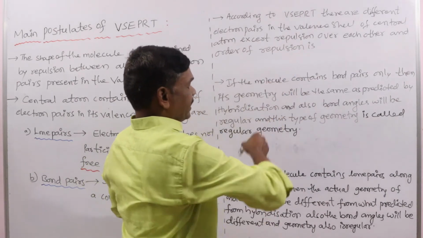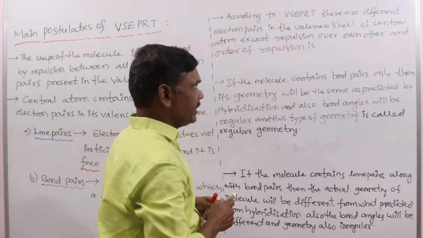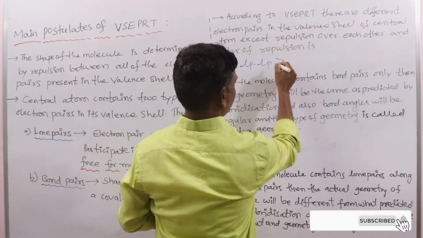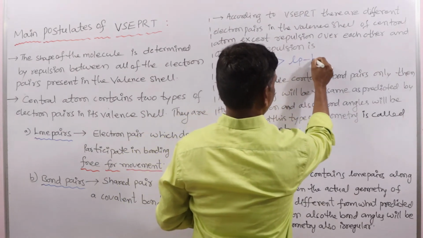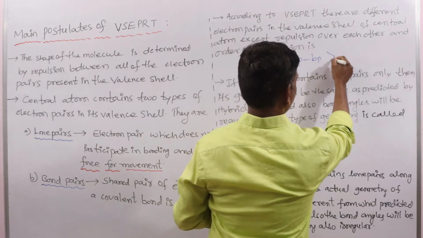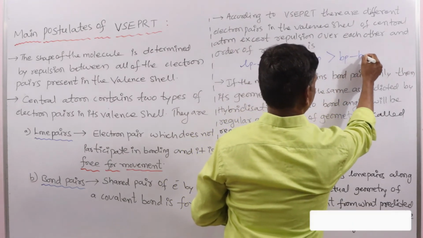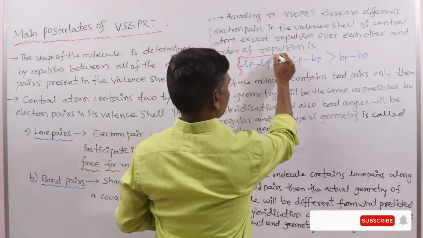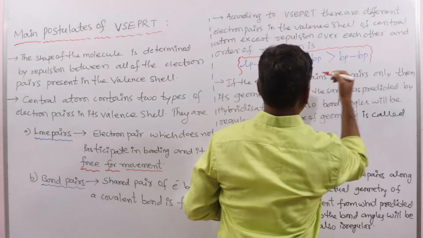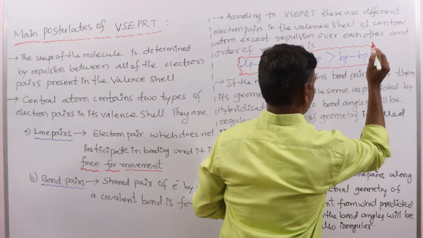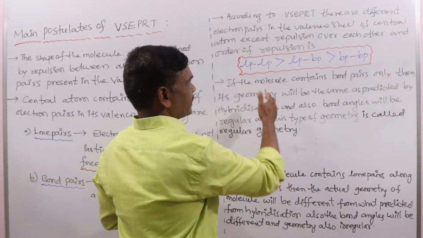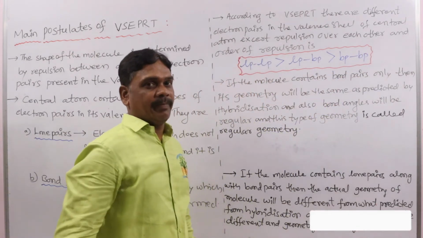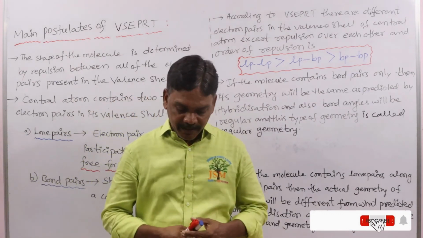So now I am writing the order of repulsions. Lone pair-lone pair causes more repulsion than lone pair-bond pair, and lone pair-bond pair causes more repulsion than bond pair-bond pair. This is the order of repulsions.